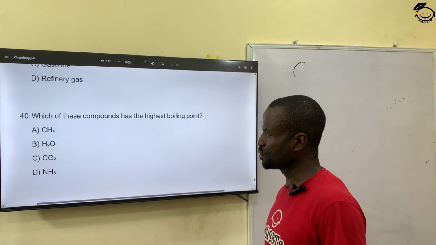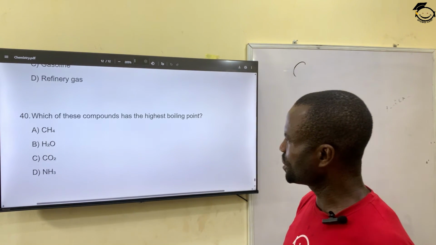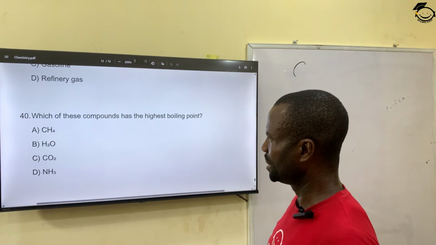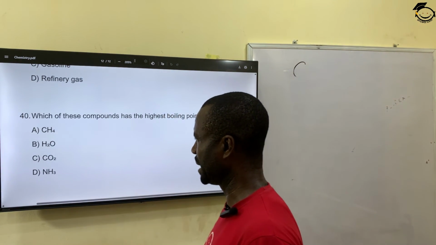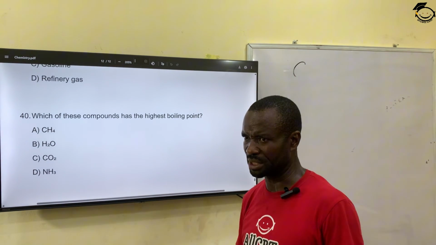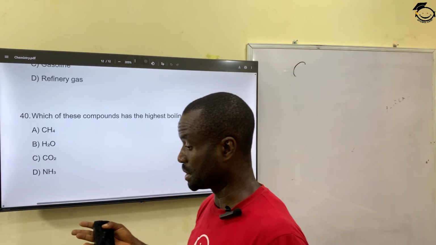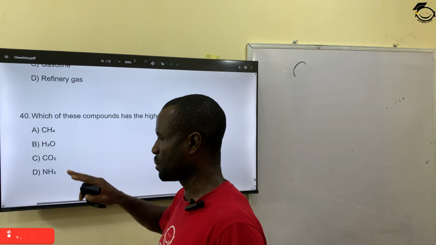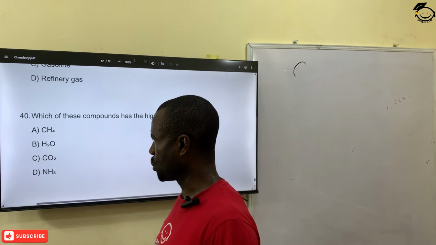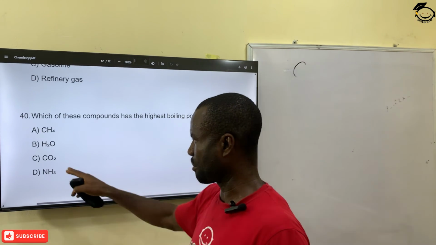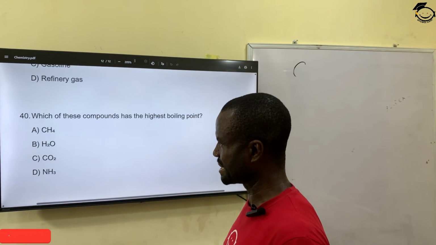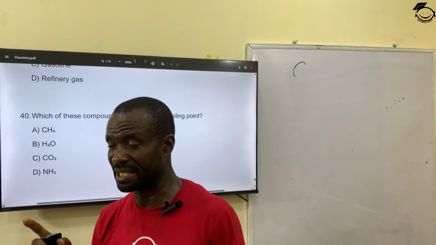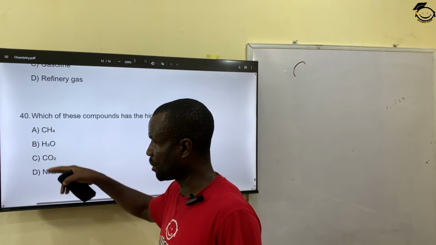So number 40, which is going to be the last question for today. Which of these compounds has the highest boiling point? The boiling point is also determined by the molecular bond and, at the same time, the mass of the compound. So looking at this, A is CH4, which is a gas. H2O is water. Carbon dioxide is a gas. Ammonia is a gas. So the correct answer is water, because water boils at 100 degrees Celsius, which is the highest among all these options.